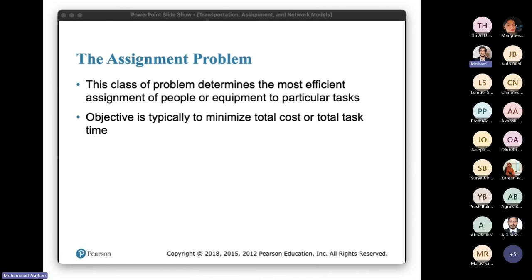So the second category of problem that we want to address in this lecture is called assignment problems. These are a class of problems that determine the most efficient assignment of people or equipment to particular tasks. If I want to give you a very simple example, I would go back to daycare or even a preschool.